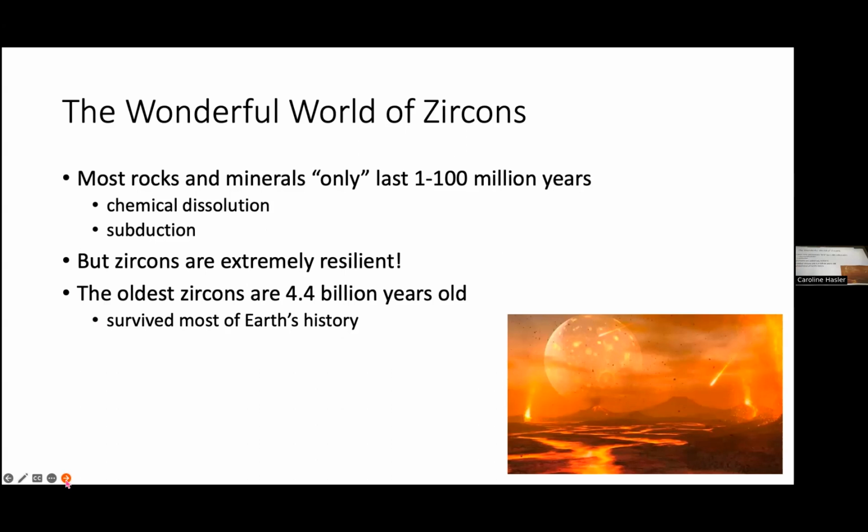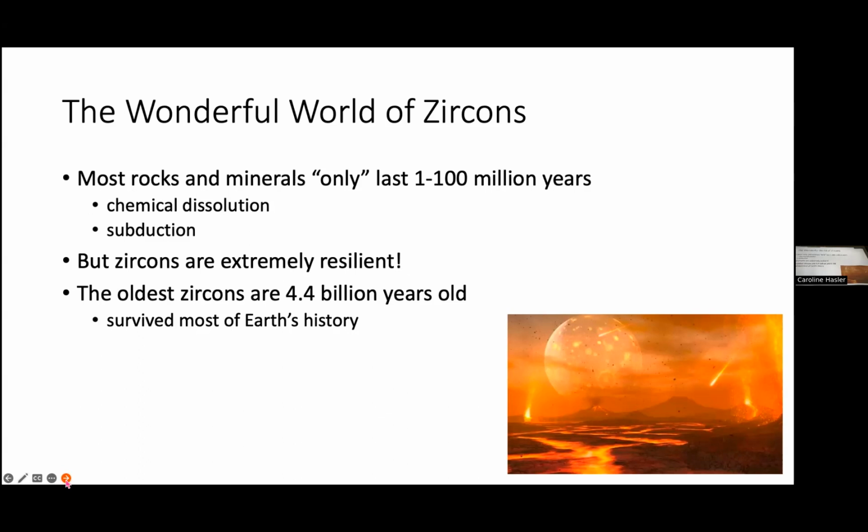And this is because various processes on Earth conspire to destroy rocks and minerals. So chemical dissolution can happen, weathering by rain, other processes like subduction and tectonic forces that crush and destroy these rocks with huge pressures. And they can all destroy rocks and minerals. But zircons are extremely resilient, and they can really survive almost anything. So the oldest zircons we have are actually about 4.4 billion years old, meaning these zircons have been around for most of Earth's history.